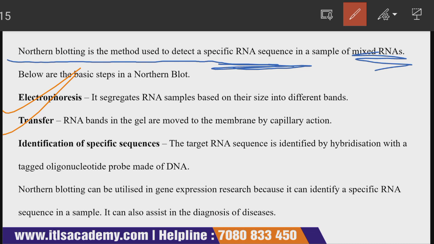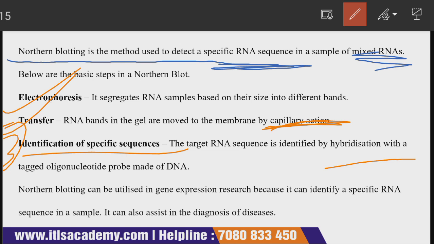So the second step says that the RNA bands present in the gel are further moved to the membrane by capillary action. Then the third step says identification of specific sequences. Whenever you want to identify specific sequences, the target RNA sequences are identified by hybridization with a tagged oligonucleotide probe made up of DNA.